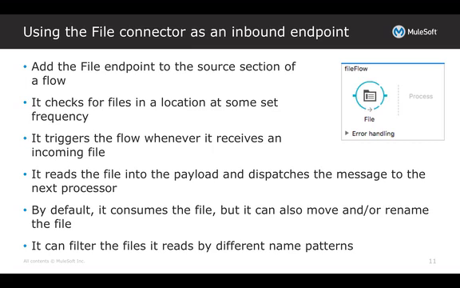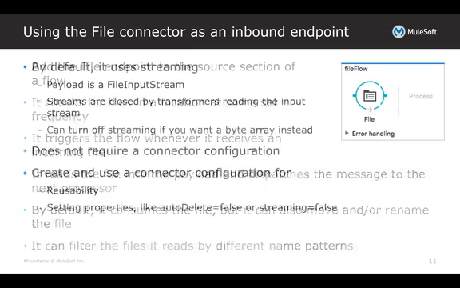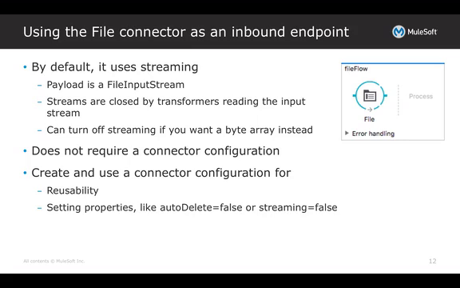By default, it consumes a file, but it can also move and/or rename the file, and it can filter the file it reads by different name patterns. By default, the file endpoint is going to use streaming, as I had mentioned earlier. The payload will be a file input stream, and the streams are closed by transformers reading the input stream.